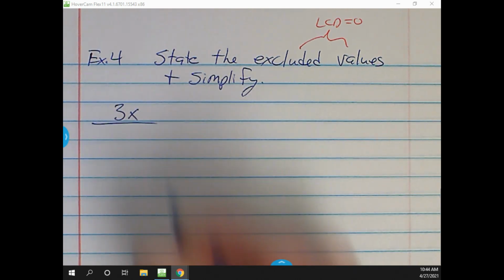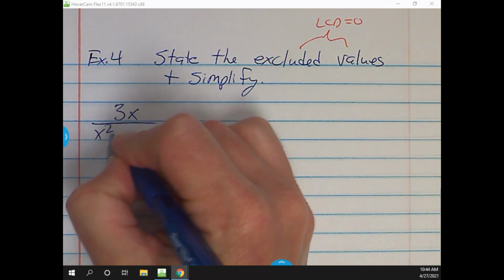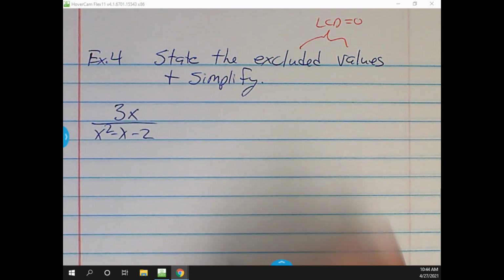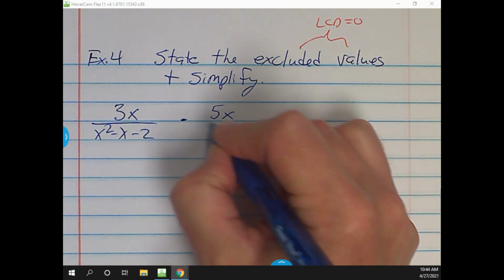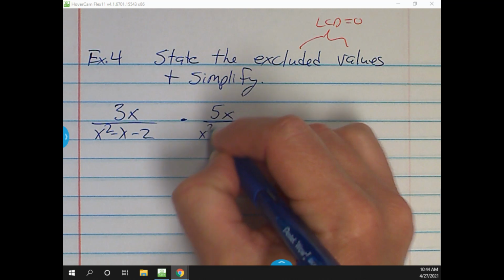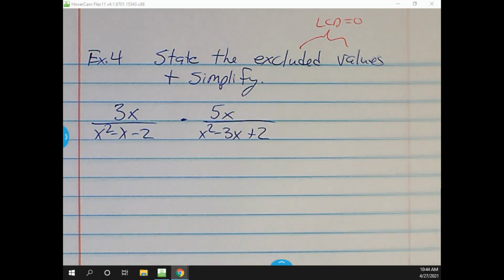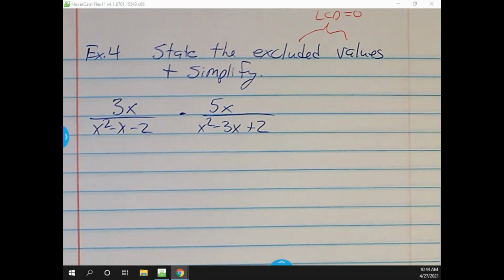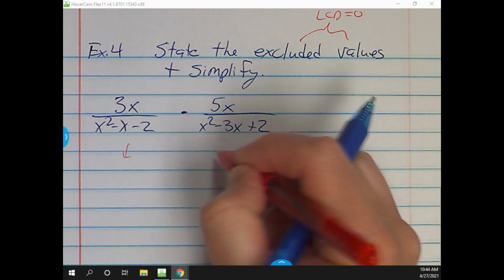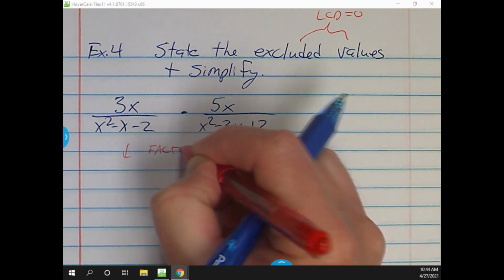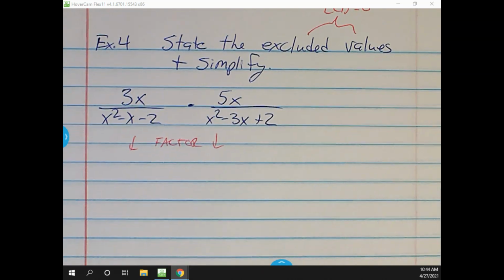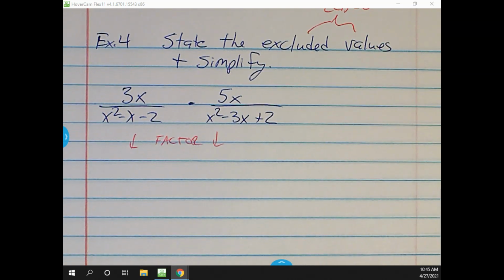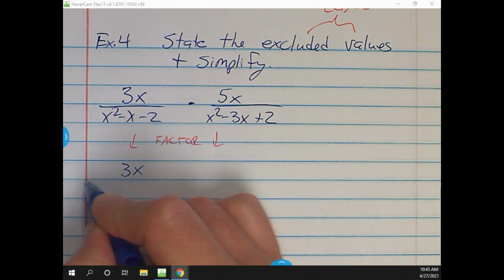All right, so here we go. So here's the problem. We'll do 3x over x squared minus x minus 2 minus 5x over x squared minus 3x plus 2. Okay, again, just factor everything as much as you can to start with. Top part, nothing you can do there. It's 3x.